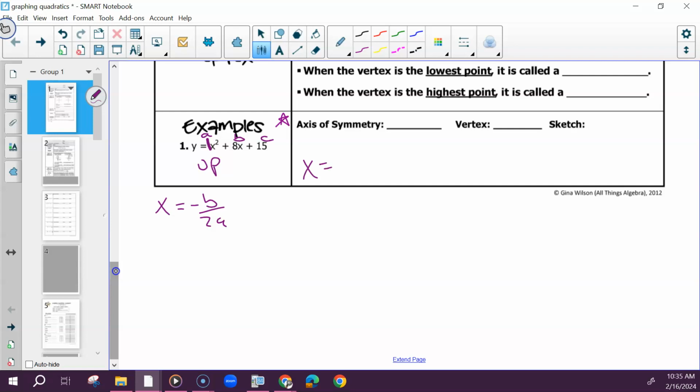So x equals, our b value is 8, but we have to include this negative. And then over 2 times our a value is 1. Then we can simplify that. Is that a 1 in the parentheses? Yes. It looks like something else, but it is 1. So if we simplify that, 2 times 1 we know is 2. Negative 8 divided by 2 is negative 4. So we know our axis of symmetry is going to be at x equals negative 4.